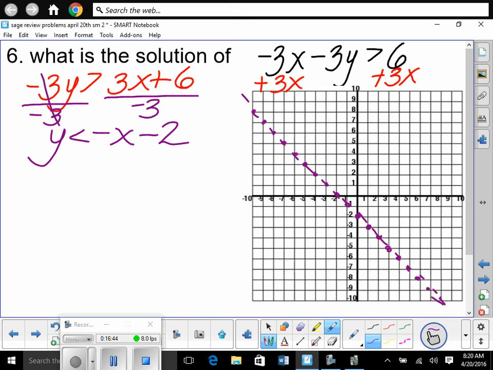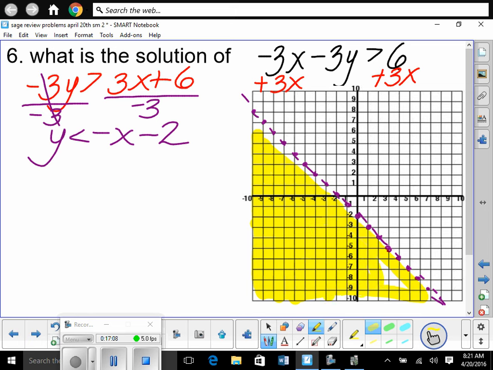Okay, so now we'll shade. Our solutions are any y value that's less than negative x minus 2. So that would be below that. Are these the y values below the line? Less than the line. Okay. So any of these xy points would be a solution, you guys. So understand that, because I'm going to ask you on the quiz.